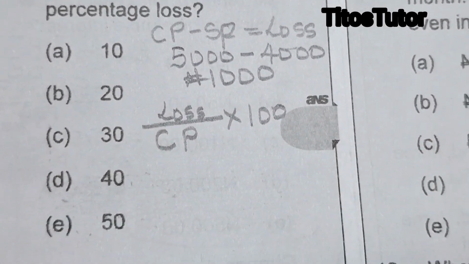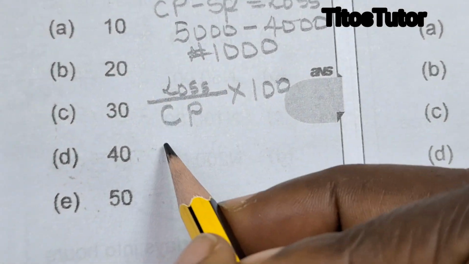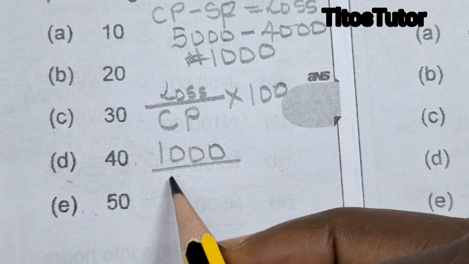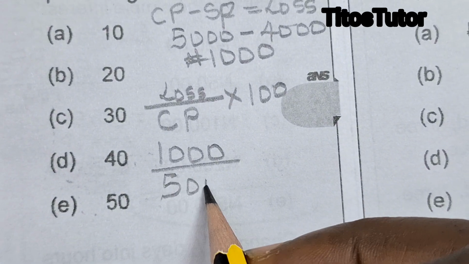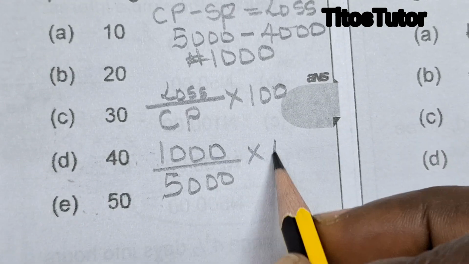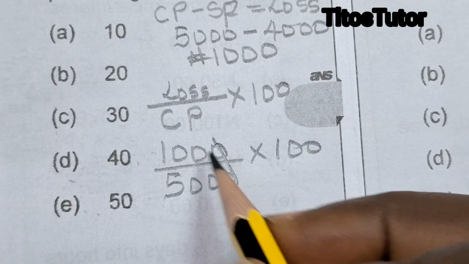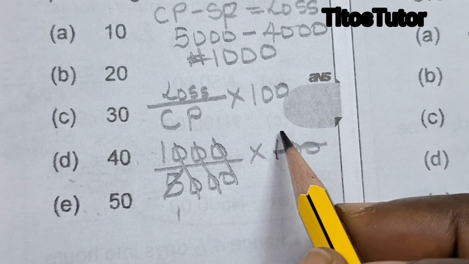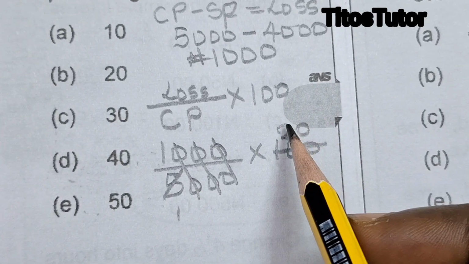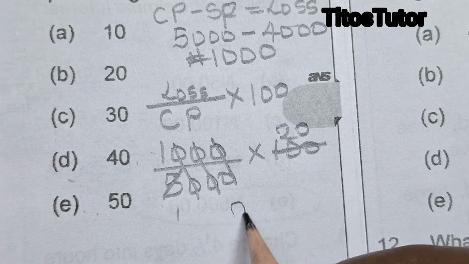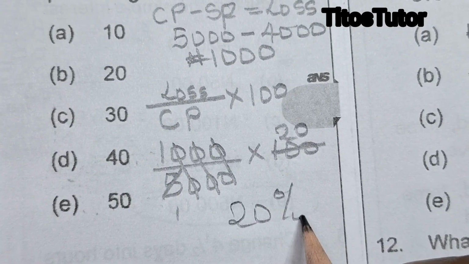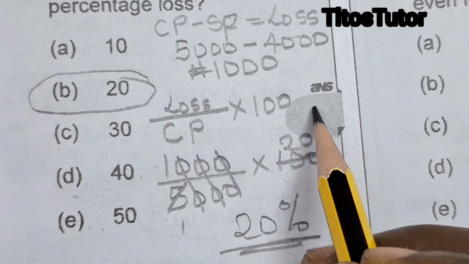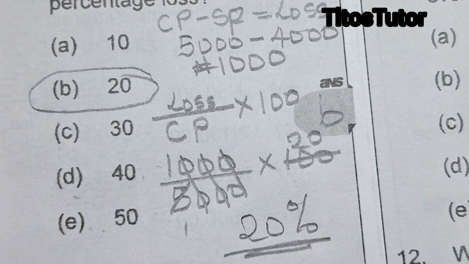Okay, so my loss is 1,000. So I go 1,000 all over my cost price, which is 5,000. I multiply that by 100. 0 cancels 0. These 3 zeros go. 5 here, 1. 5 in 100 is 20. 20 times 1 is 20%. So final answer is 20%, which is B. And I'm done.